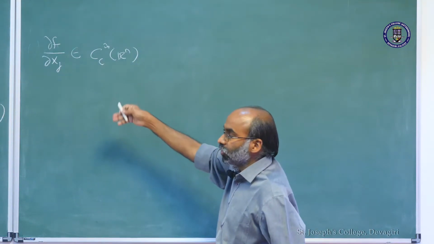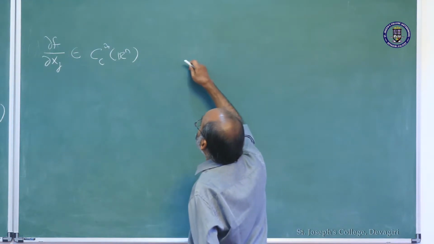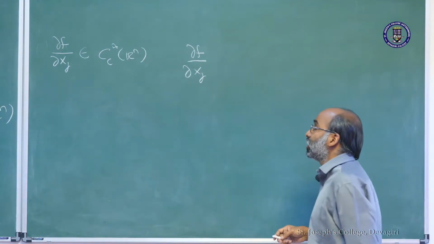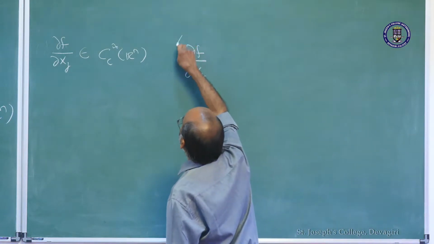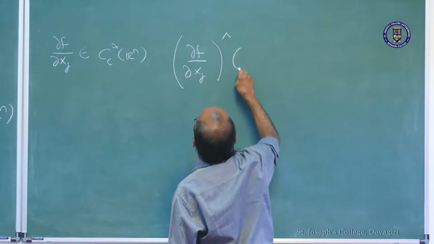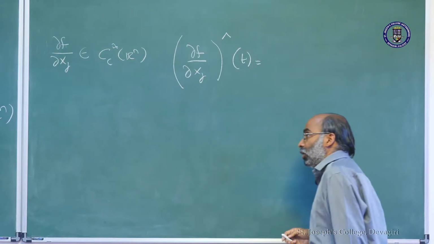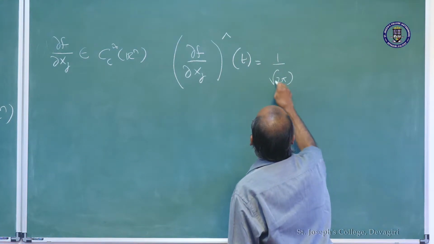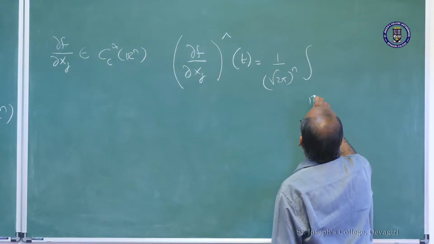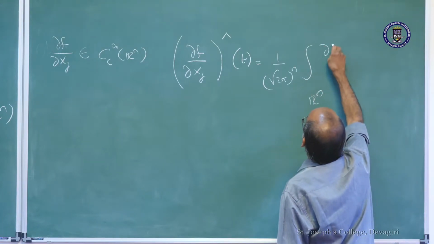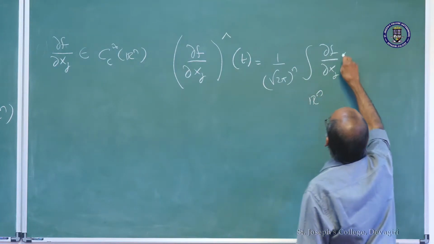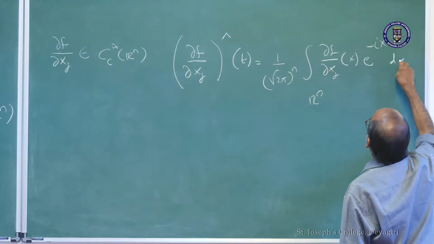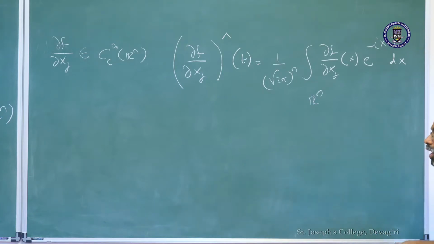And so it will be in L1. So I can look at its Fourier transform. If I look at df by dxj as a function in L1 and look at the Fourier transform at the point t, let's write down the definition. This is simply 1 by root 2 pi to the n, integral over Rn, df by dxj at the point x, e to the minus I x dot t dx. That's how the Fourier transform is defined.